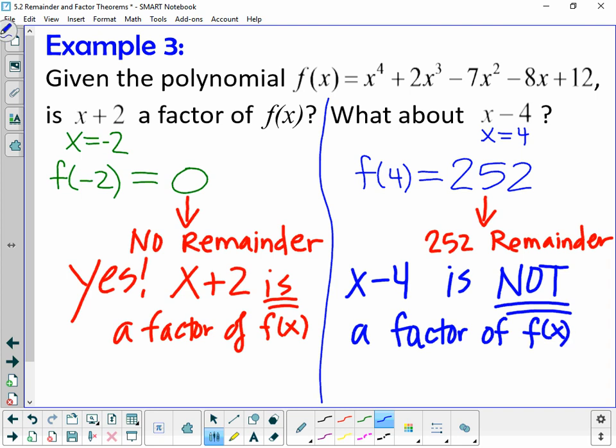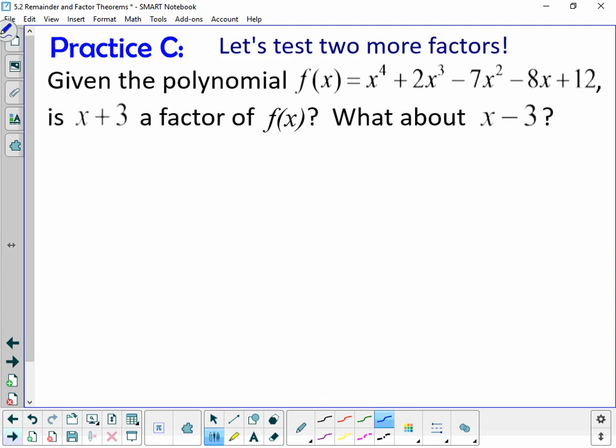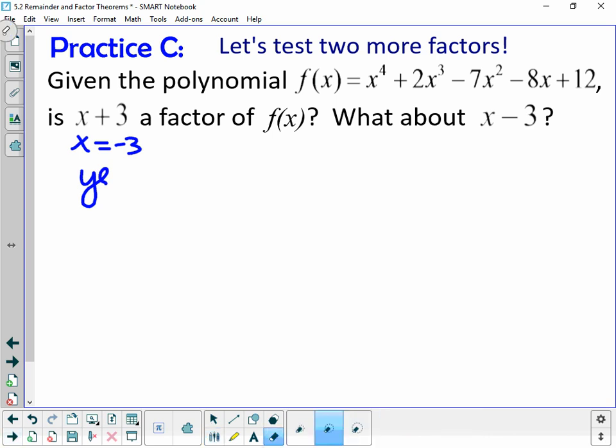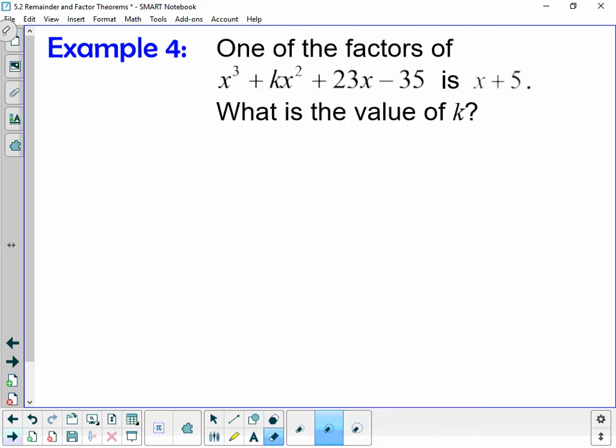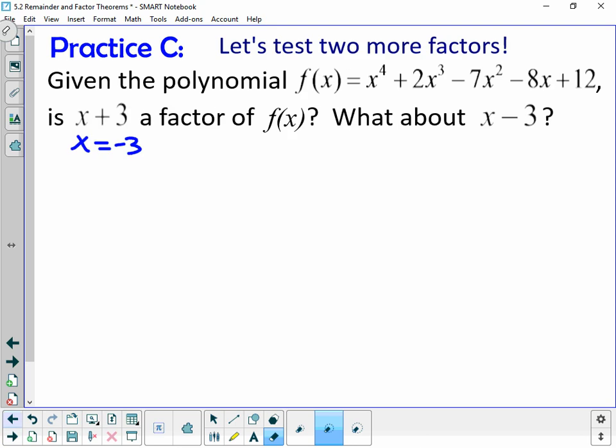So just by figuring out if the remainder is 0 or not, we can tell if it is a factor of the function. I'm going to skip this for the video. You could test those two factors if you wanted. Here you would be using -3 to test the factor x plus 3, and you should find that, actually I don't remember off the top of my head. And in the other case, if you want to test that, you should be using 3.